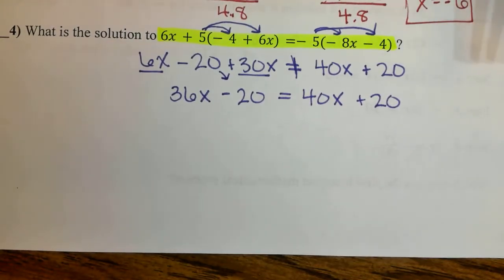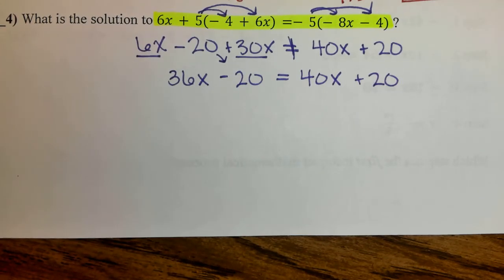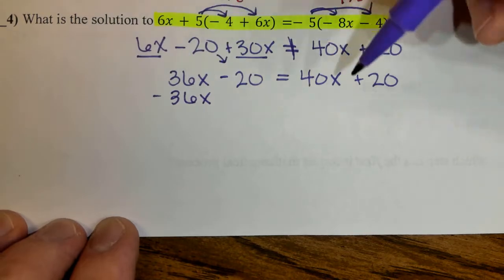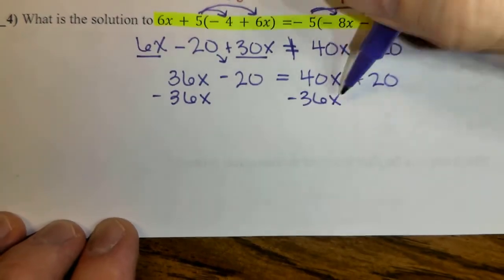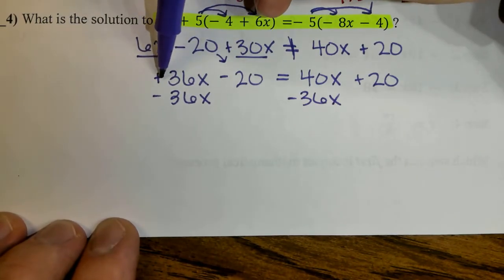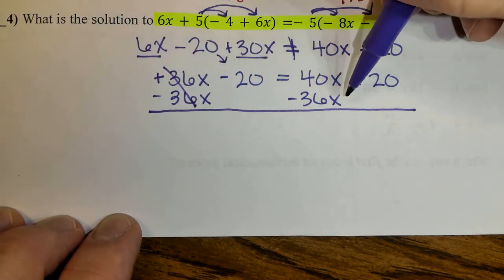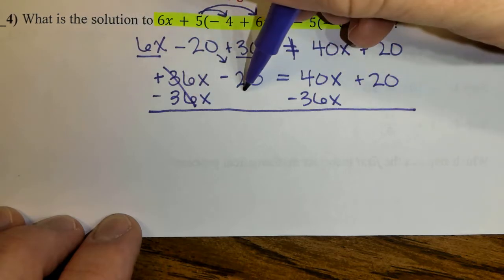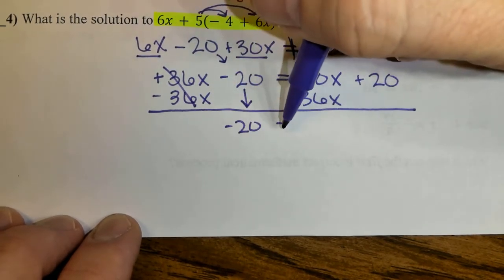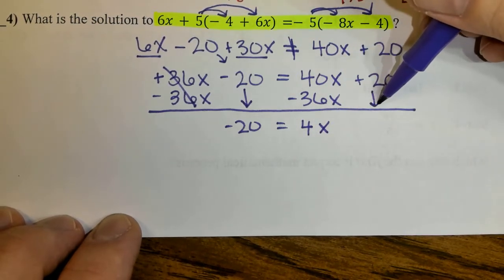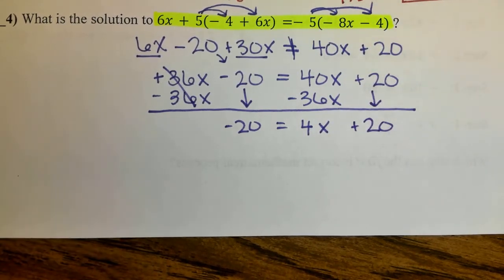Okay. And now I'm back on track to what I've been doing this whole page. I want my x's on one side, my numbers on the other. Between the two x's, my 36 is smaller. And because 36x is positive because there's no sign there, I'm going to subtract 36, so that's 0. I bring my negative 20 down. 40 minus 36 is 4x, and then I bring this 20 down.